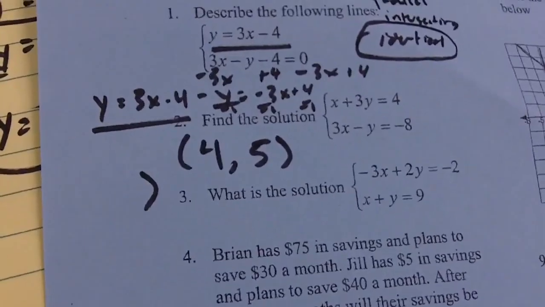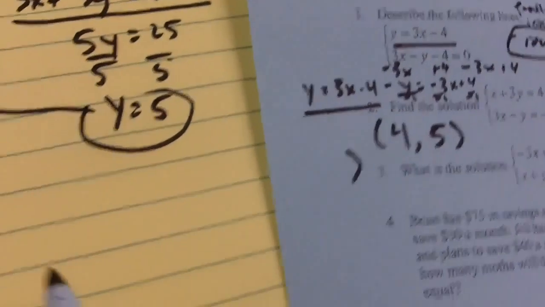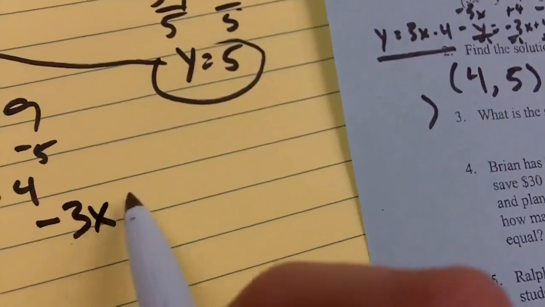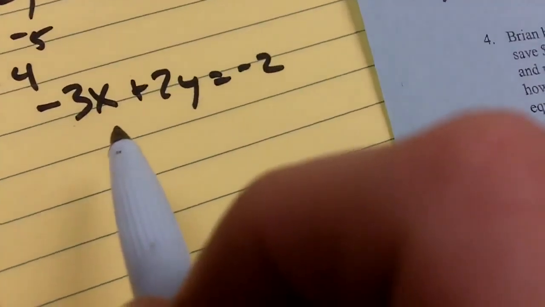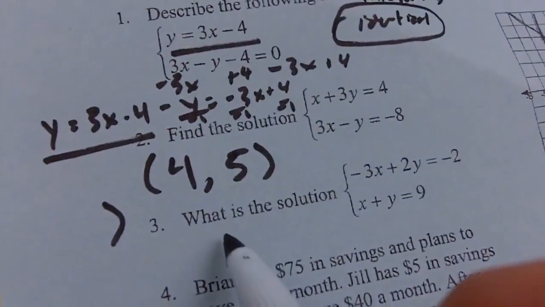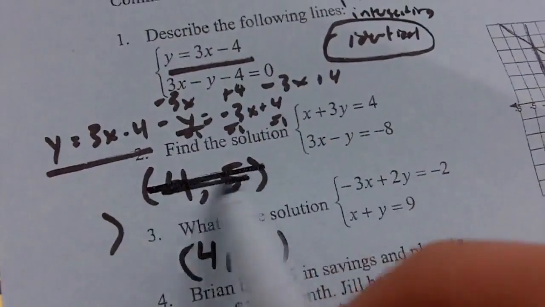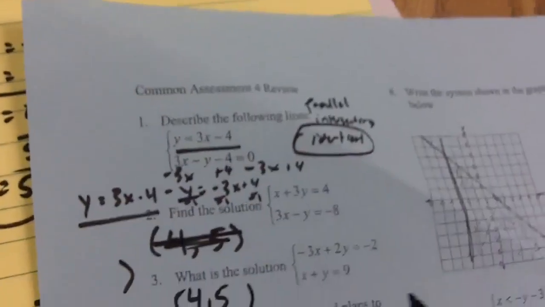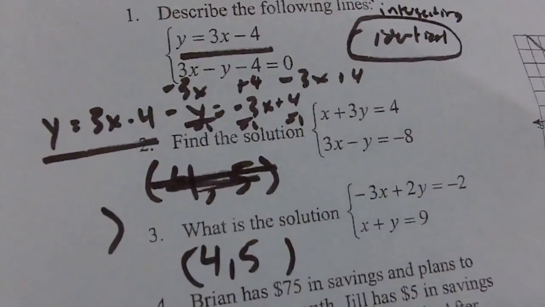Alright, number 3, what is the solution to negative 3x plus 2y equals negative 2? Oh, I've done these out of order. Just kidding. This is 4, 5. I'm going to go back and do number 2. Since I've done these out of order, let me go back and let me fix number 2.